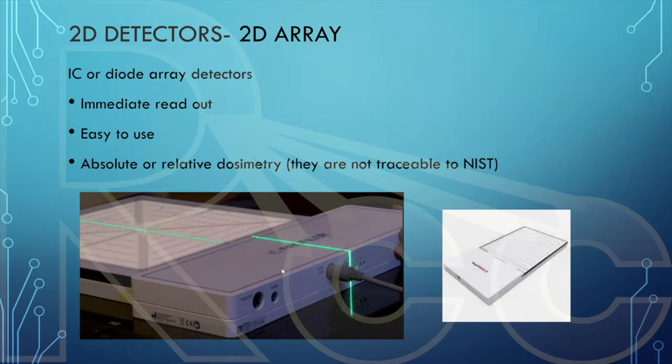This is an IC Profiler. The profiler is an array of ion chambers. And this is the MapCheck. This is an array of diodes. We use the MapCheck for patient-specific QA for IMRT in my clinic. And for VMAT, like volumetric measurements, we use a different type of them.